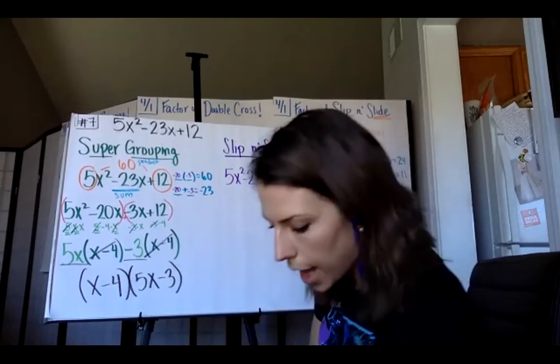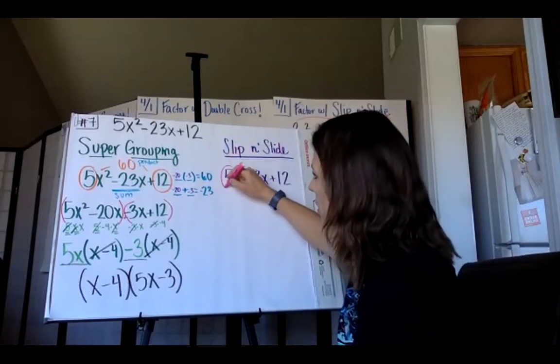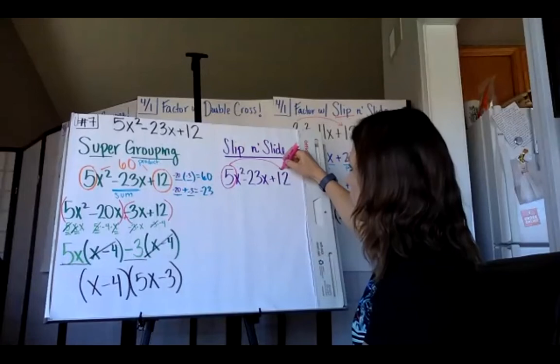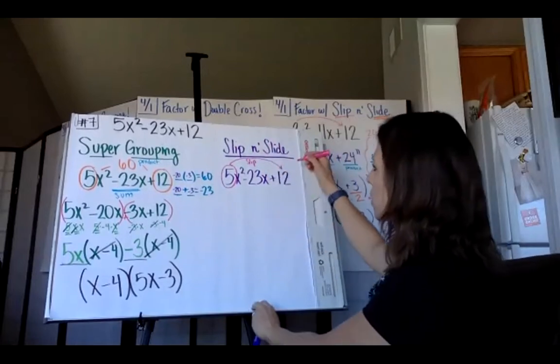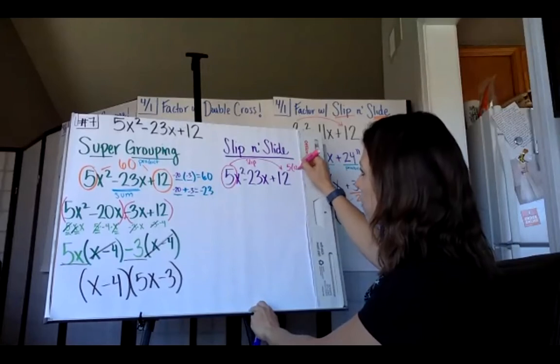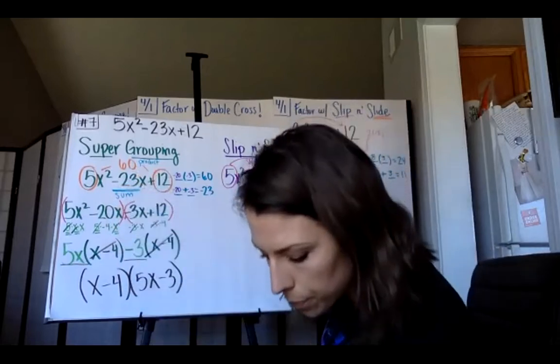So slip and slide. Step 1, we slip the first leading coefficient down to the end. That's called our slip. And essentially what we're doing is multiplying 5 times 12, very similar to what we were doing over here.